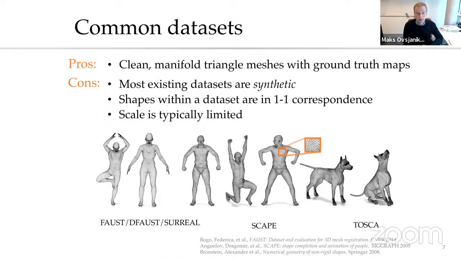If you just start doing non-rigid shape analysis or shape correspondence, you'll probably look online and find these existing data sets. The most common ones are Faust or their extensions like dFaust and Serial. There are a little bit older ones like Scape and Tosca that Michael and his colleagues created. And the nice thing about these data sets is that, first of all, they're clean manifold triangle meshes, and you have ground truth maps. So that's perfect for learning.